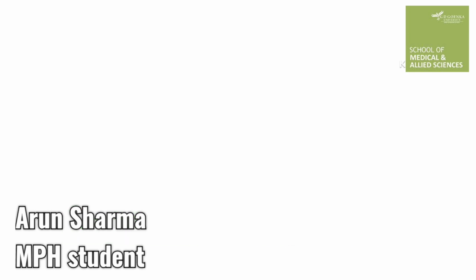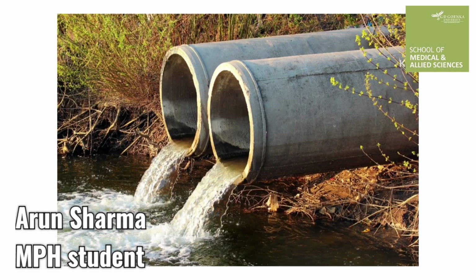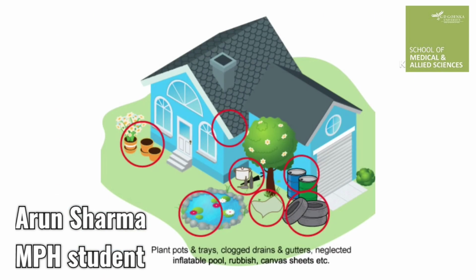Let's focus on gutters and drains. These are often overlooked areas where water can accumulate. Regularly clean them to ensure proper water flow and reduce the risk of mosquito breeding. Outdoor containers such as buckets, barrels, and water storage containers can also collect rainwater and become breeding sites for mosquitoes. Make sure to cover or empty them when not in use.